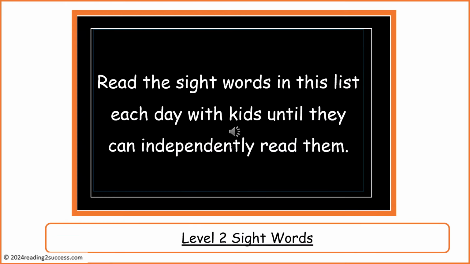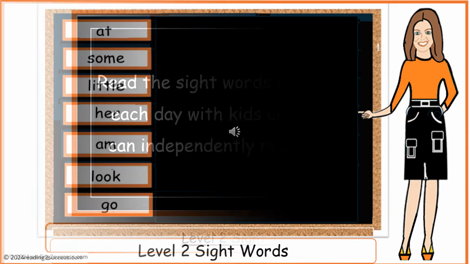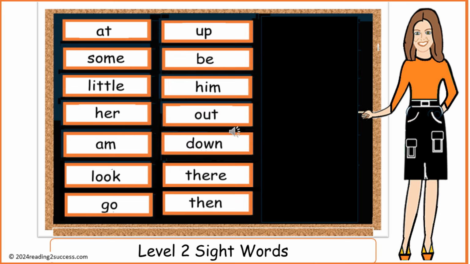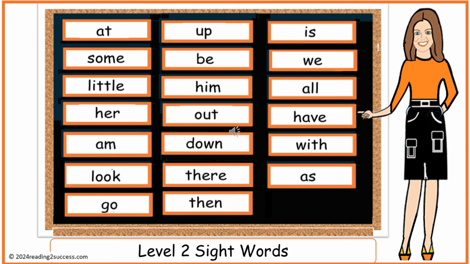Read the sight words in this list each day with kids until they can independently read them. At, some, little, her, am, look, go. Up, be, him, out, down, there, then. Is, we, all, have, with, as.